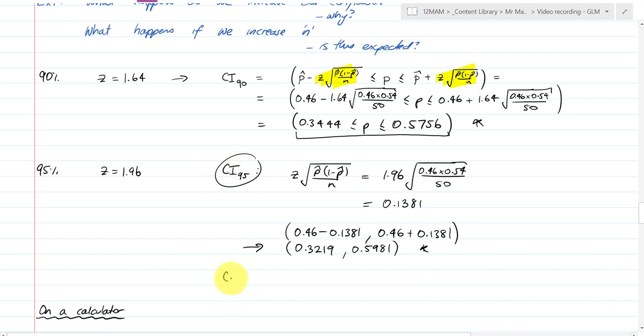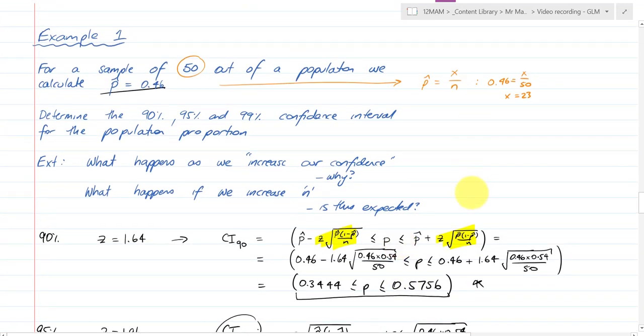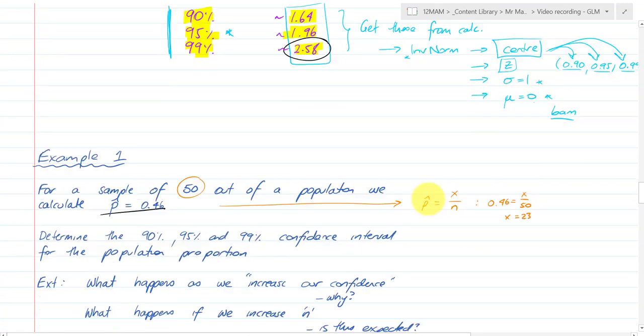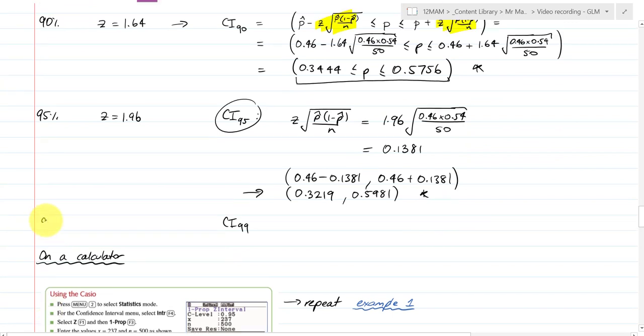And so, of course, the confidence interval for 99% is exactly the same, except we've got this 2.58 now. So we go down to 99%, Z is equal to 2.58. So I can go through and step 1, calculate 2.58 times the square root of 0.46 times 0.54 over 50. And then step 2, I do 0.46 minus that value, 0.46 plus that value, and that will give me my confidence interval.